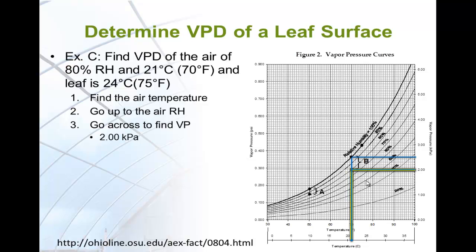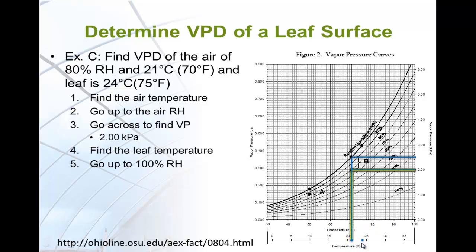The next step is a little different from previously. Instead of going up to the 100% relative humidity at the sampling temperature, we need to use the actual leaf temperature to find the vapor pressure. In this case, leaf temperature is 24 degrees C, as indicated here by the blue dot at the bottom.